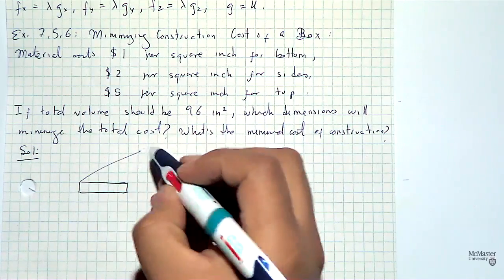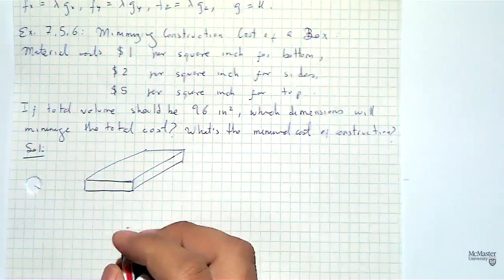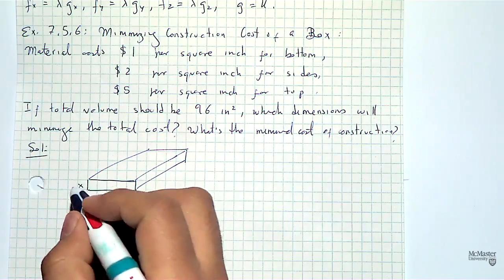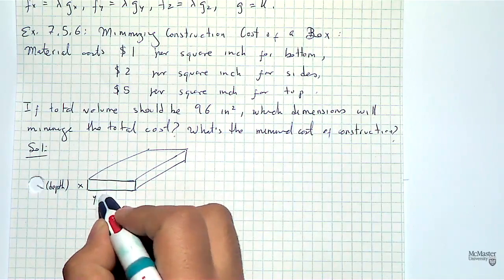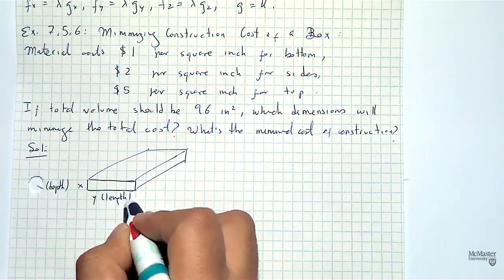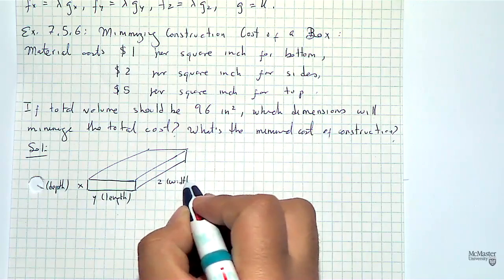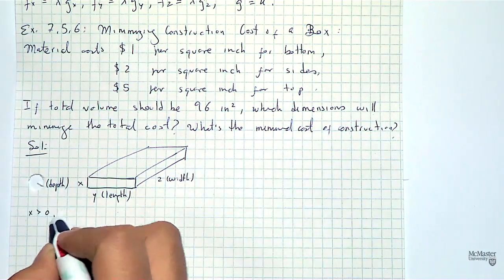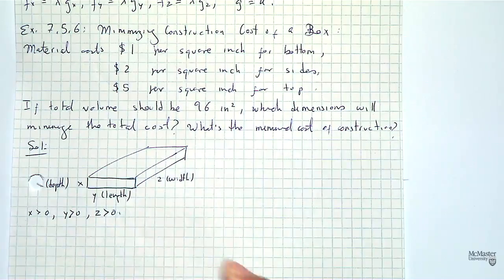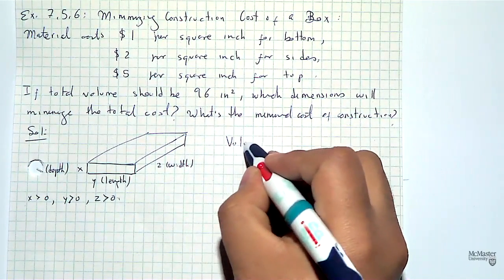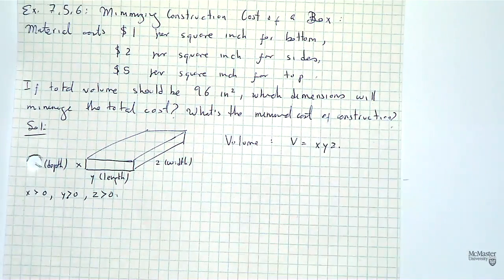I will draw my box. And so x, which is the depth, y is the length, and z is the width, where of course these numbers are positive. This might come in handy later. And the volume of the box is simply the product xyz. Okay, so far so good.